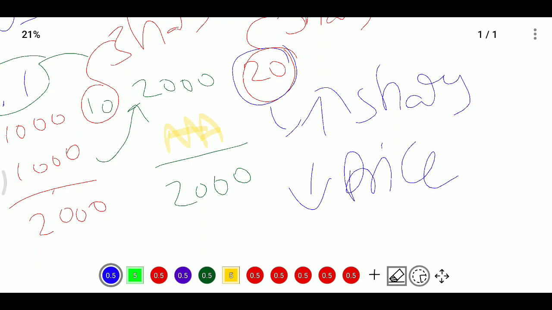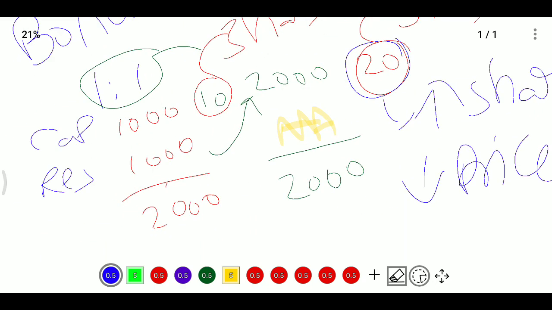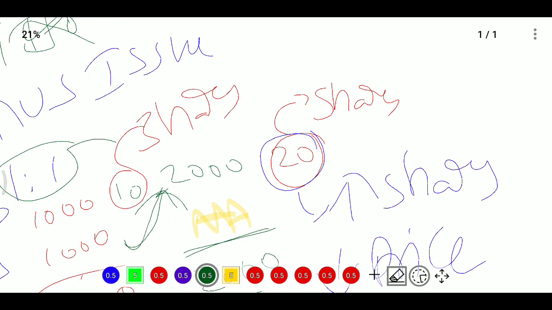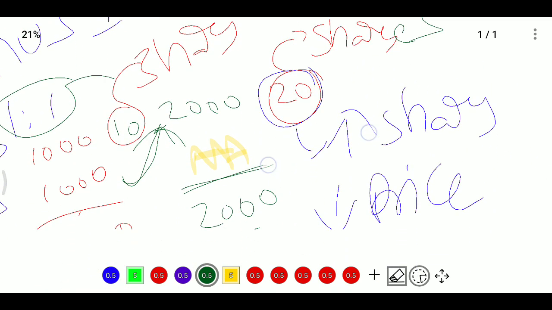So in our example, capital was 100 and reserve was 100 before issuing the bonus. With 1,000 shares, it is 10 rupees per share. After the bonus, 200 will be the capital, 2,000 will be the number of shares, and the price will be 20 rupees... the price will decrease.